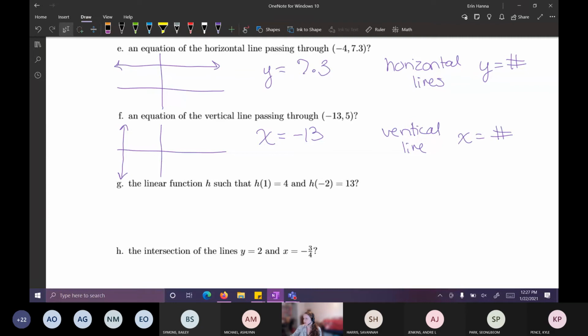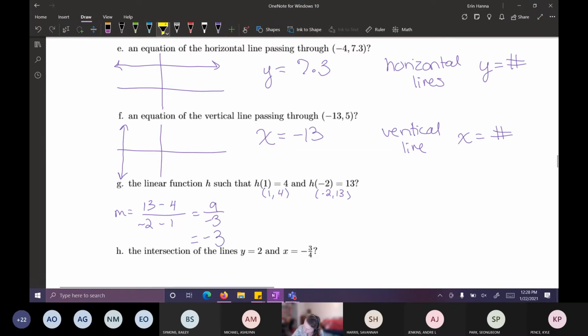Part G was probably the one that took the most thought, because you actually have to put a little bit more work in here, but looks like most people got that one right. Does look like someone might have flipped the slope by accident. So here we essentially have 2 points, (1, 4) and (-2, 13). So our slope would have been 13 minus 4 or 4 minus 13. I just like putting the larger y value first. So 9 over -3, you'd get a slope of -3.